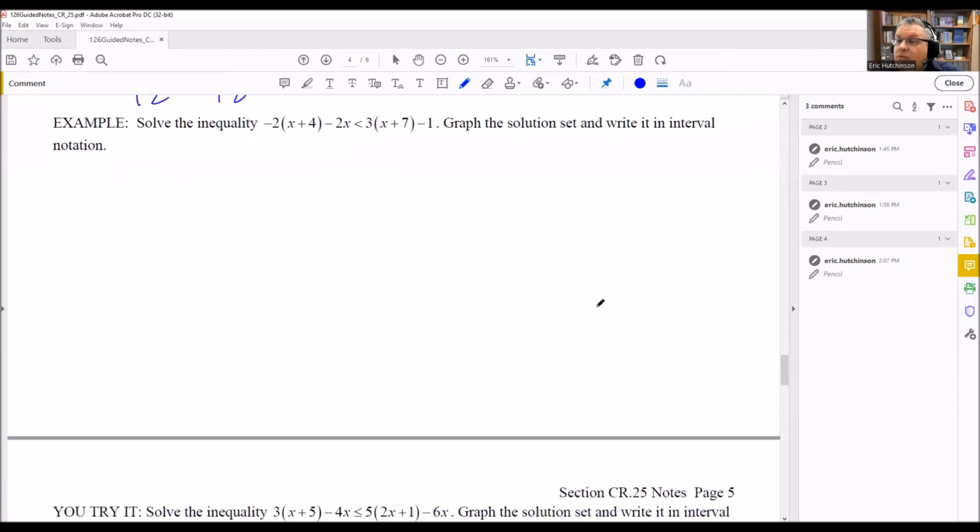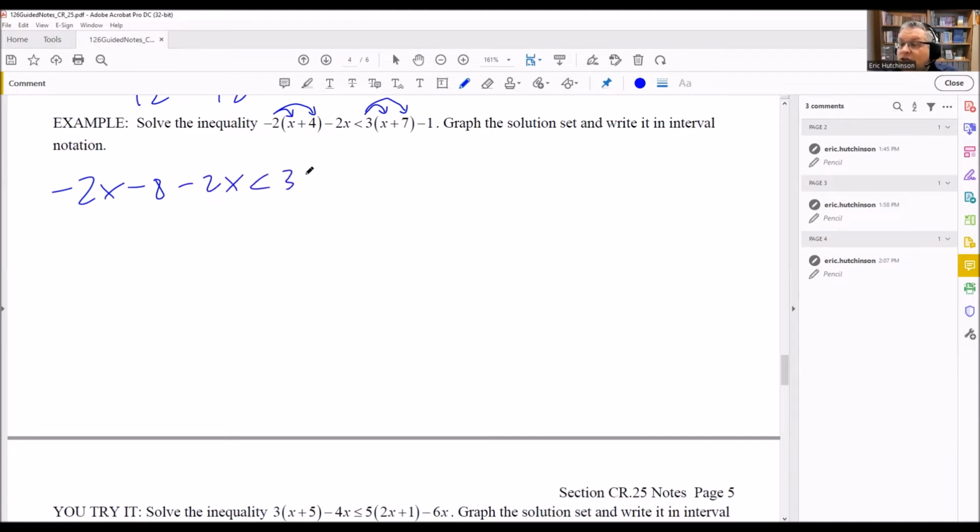Okay, for the next problem, we need to distribute and multiply. So the -2 will get multiplied into each of these. We're also at the same time going to multiply the 3. The 3 gets multiplied into each of those as well. So we have -2 times the x, so -2x. -2 times the 4 is -8. Then we have -2x. Then we have less than.